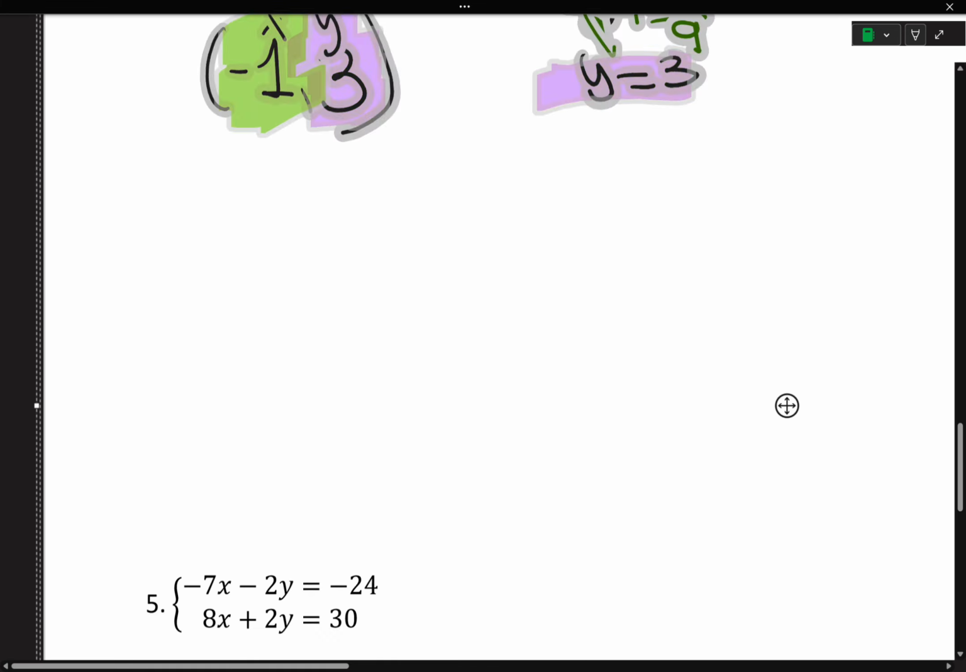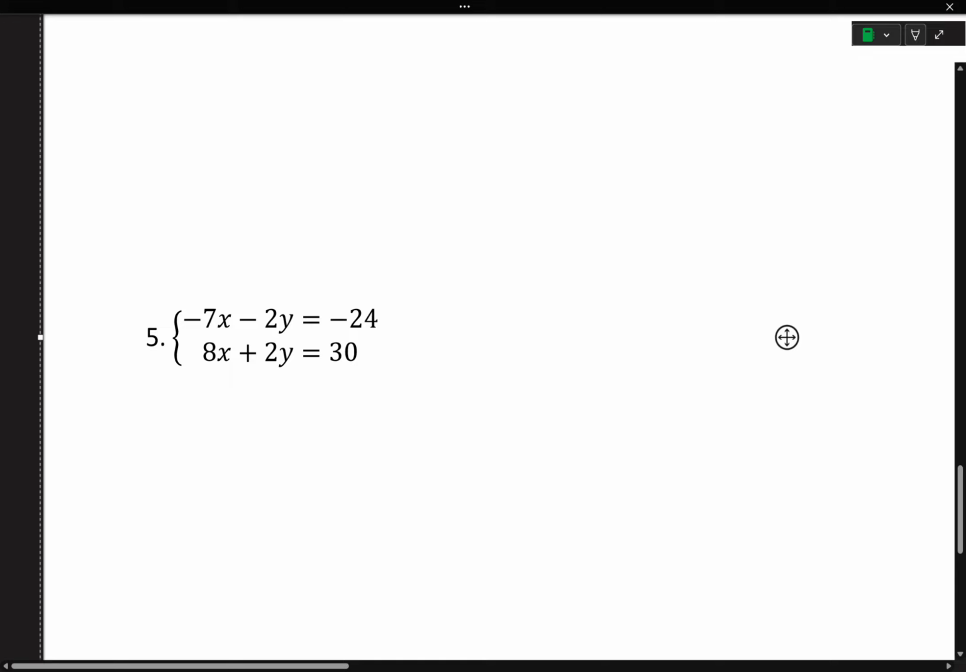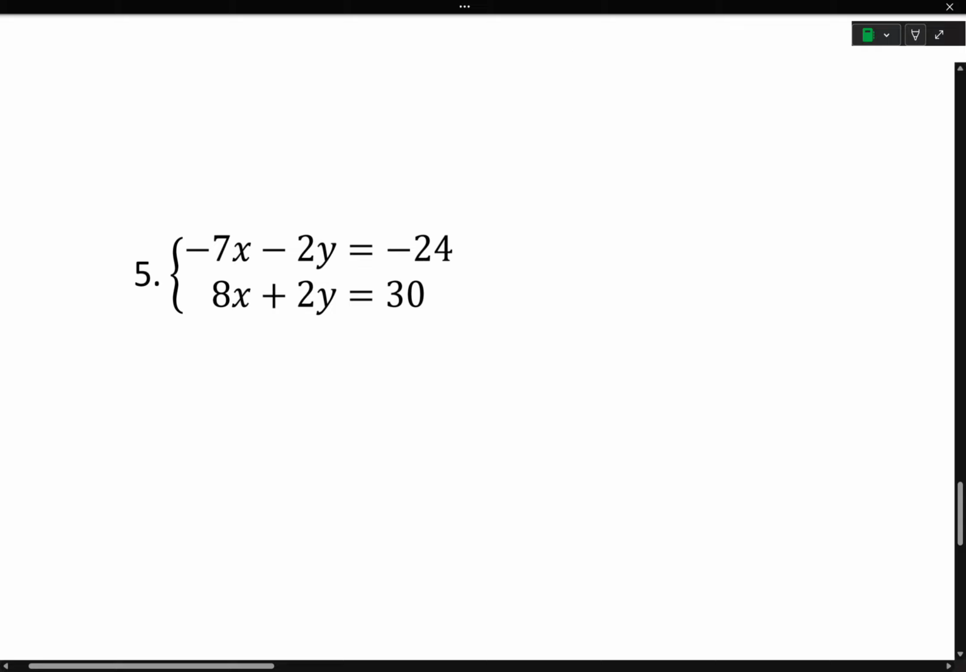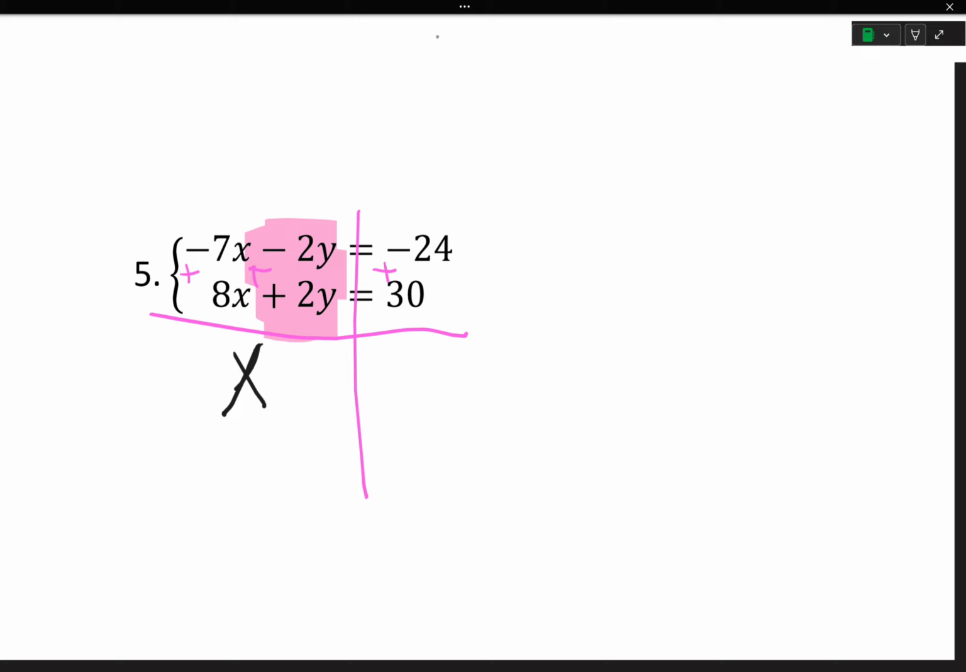All right, last one. Do you see the opposites that exist in number 5? Hopefully, you can see that the y's are opposite again. So let's add and find x. Negative 7x plus 8x is x. Oh, sweet. Negative 2y plus 2y is 0. Negative 24 plus 30 is 6. X equals 6. Heck yeah.